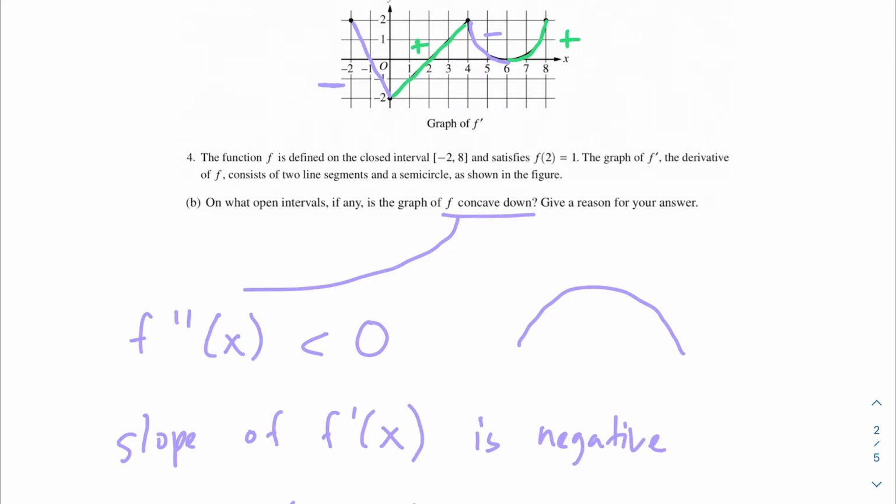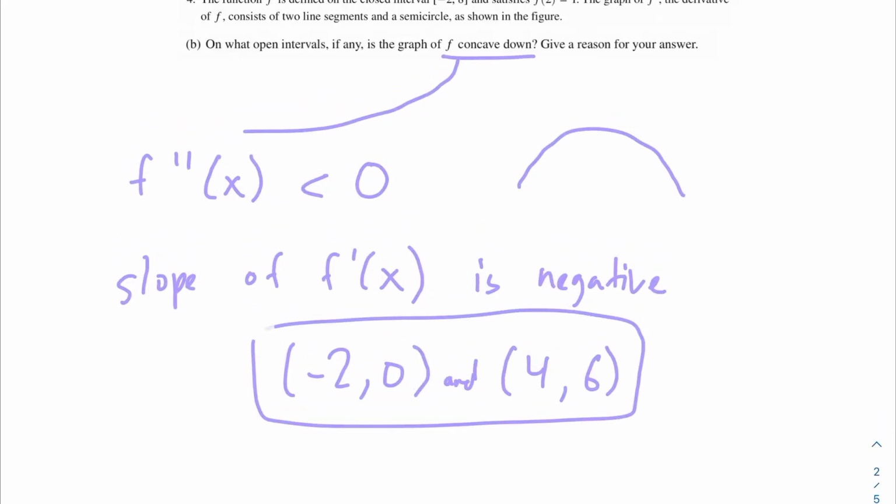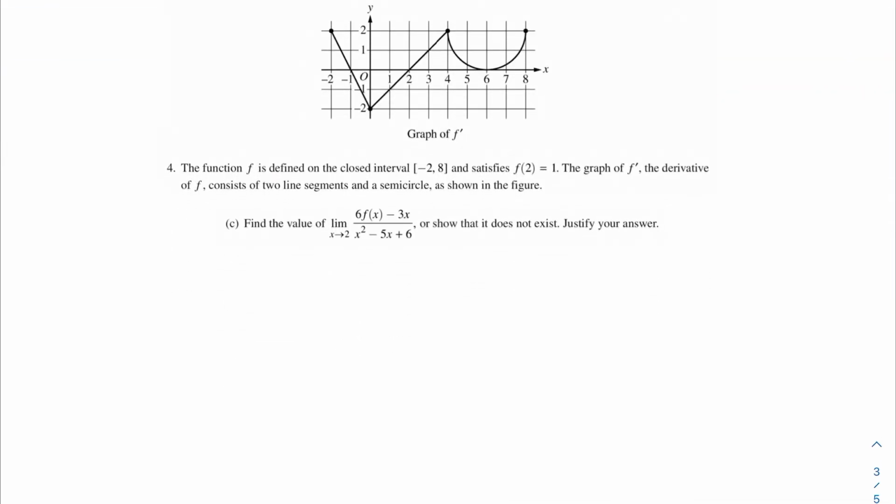That only happens for between -2 and 0 and 4 and 6. So I would say that this is our answer for problem B. Moving on to the next problem, this one says, find the value of the limit as x approaches 2 of this expression here, or show that it does not exist. Justify your answer. Okay, so let's go ahead and write this out.